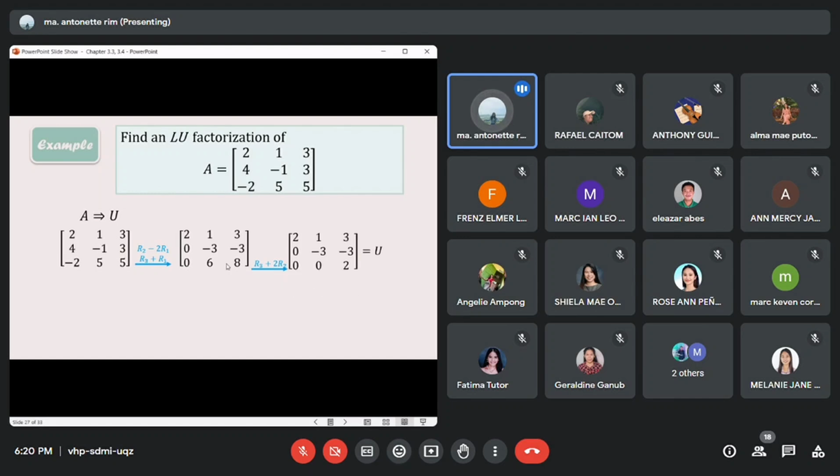So this is what happens: 2, 1, 3, 0, negative 3, negative 3, 0, 0, 2. This is our U. This is one factor of our original matrix.